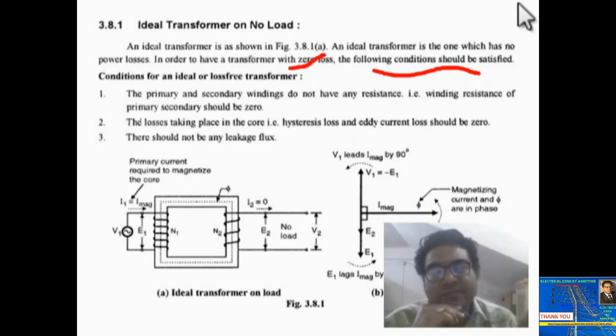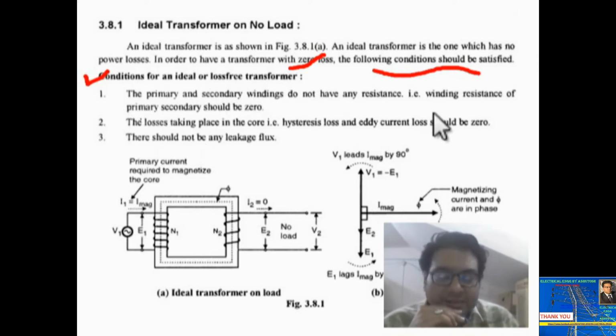So guys, we will see first the ideal transformer and then we will see the phasor diagram on no load, okay, of a practical transformer. So see first, these are the conditions for an ideal or loss free transformer. So guys, here losses will not be there. You see, losses will not be there. Okay, so see what happens.